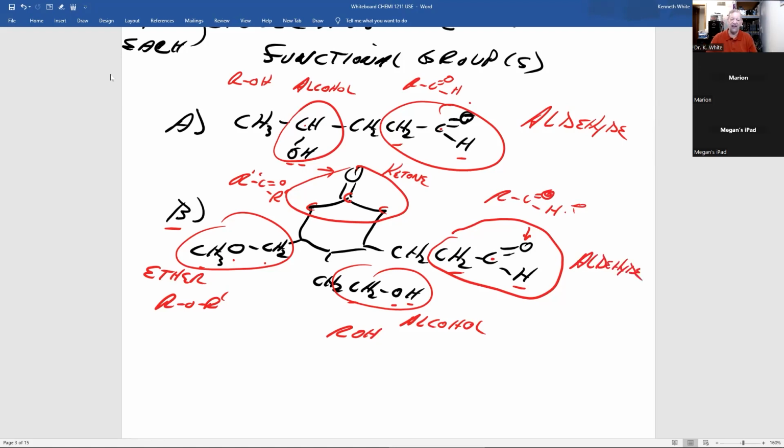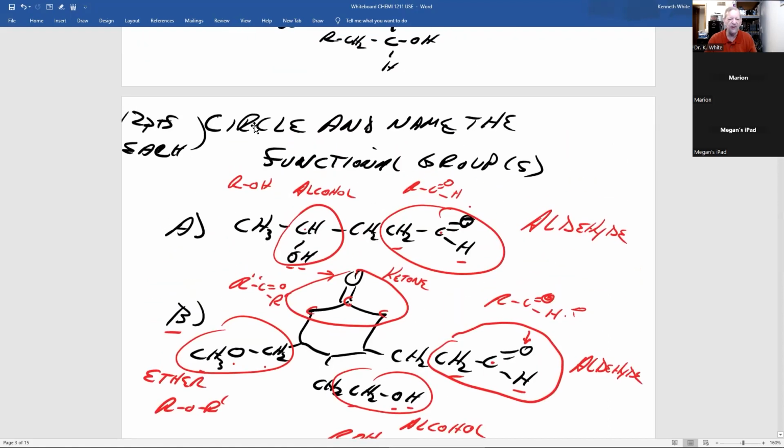And that's how you play that fun game. Circle and name the functional group or groups, 2 points each. I see I have a question. Did I spell aldehyde wrong? Oh, you got it right.